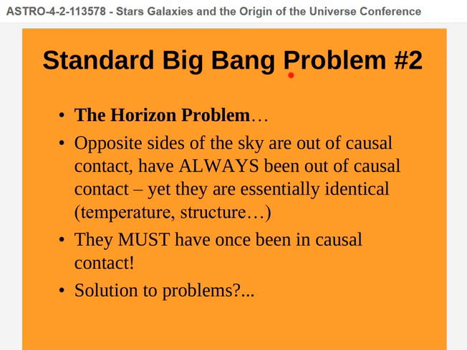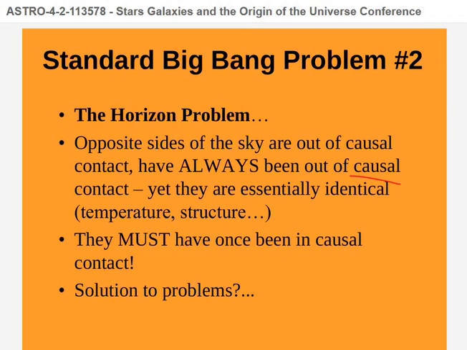Okay, what about standard Big Bang problem number 2? The horizon problem. Opposite sides of the sky are out of causal contact. And they have always been out of causal contact, meaning they have always been so far apart that no cause and effect from one could have communicated itself to the other of the two places that you're looking at. And because of the expansion, actually you don't have to be on opposite sides of the sky. You only have to be a few degrees apart, and you'll be out of causal contact because of the way that light will move through an expanding universe.